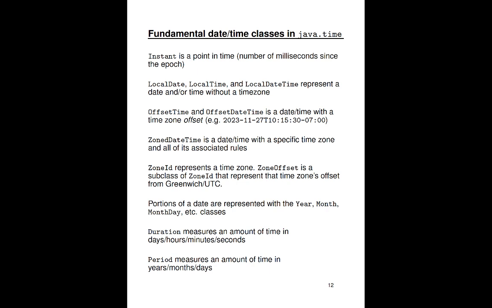Also in java.time is the ZoneId class, which represents the time zone. There's a subclass of ZoneId called ZoneOffset that is relative to Greenwich Mean Time, UTC. There are also classes that represent portions of a date, like its year, month, month day, things like that. Java.time also has classes that represent a duration, right? The difference between two particular points in time. You can measure the difference between two parts of a date, like a year, number of months, number of days, using the Period class.